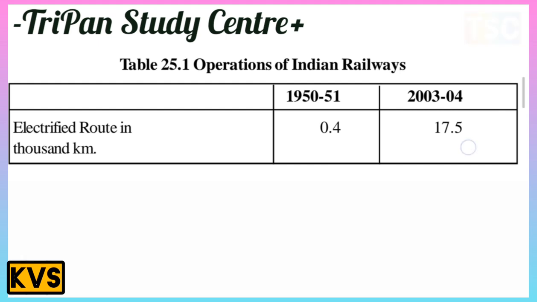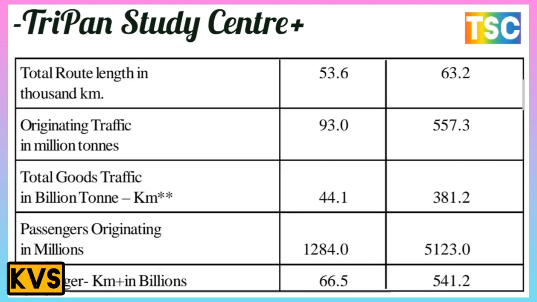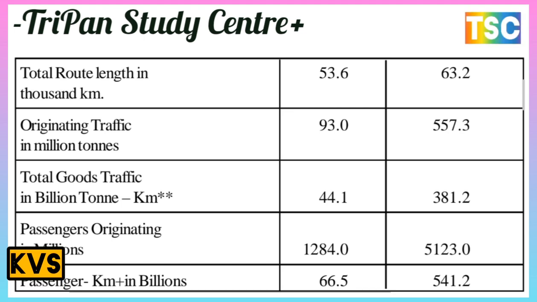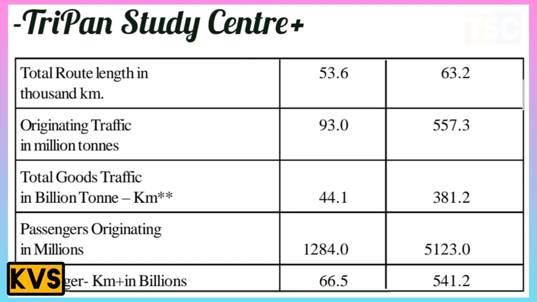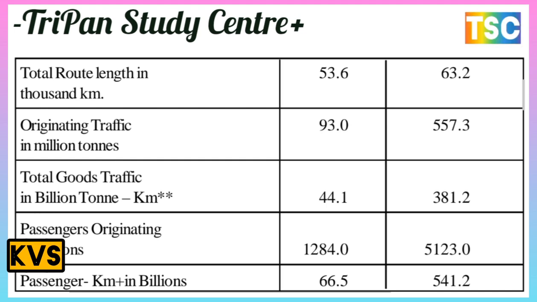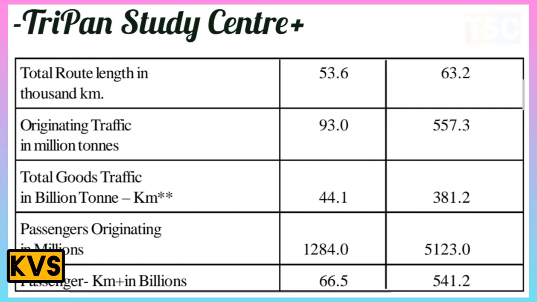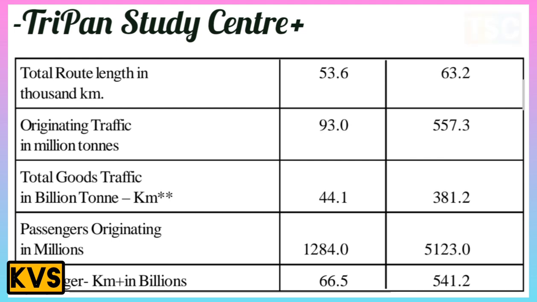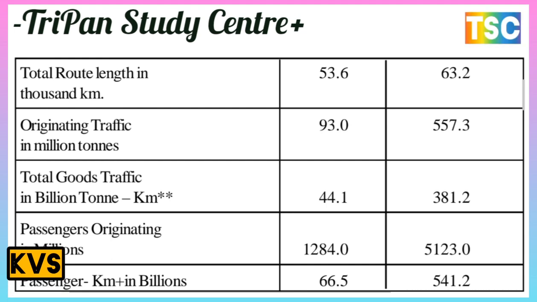That is the most important here. The total route length in 1,000 kilometers in 1950-51 was 53.6, but in 2003-04 it is 63.2. Originating traffic in million tons was 93 in 1950-51, but in 2003-04 there are 557.3 here.